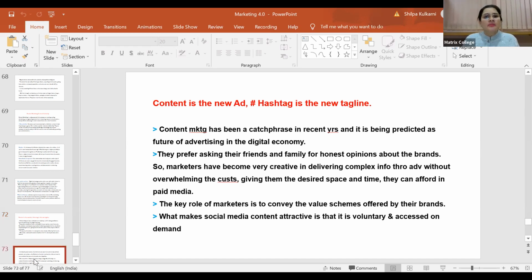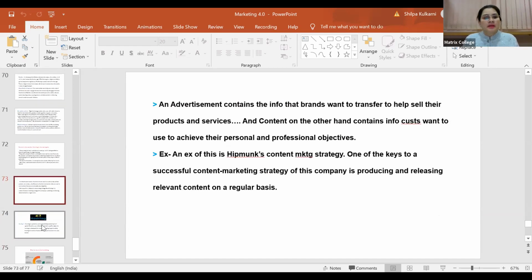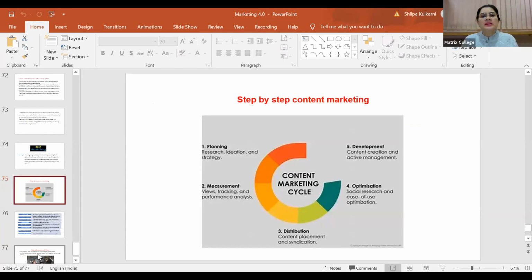So now we will come to the next one, that is step-by-step content marketing. Now, when I talk about step-by-step content marketing, we have all talked about content marketing. We will see the different steps now involved in the development of content marketing. So before embarking on a content marketing journey, marketers should define their goals clearly.